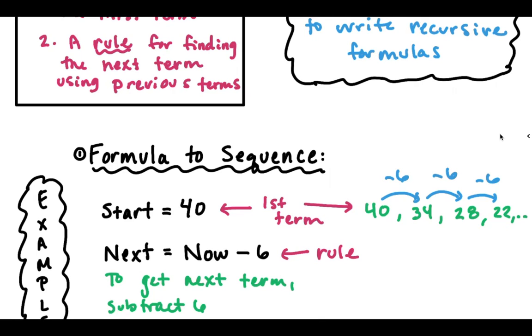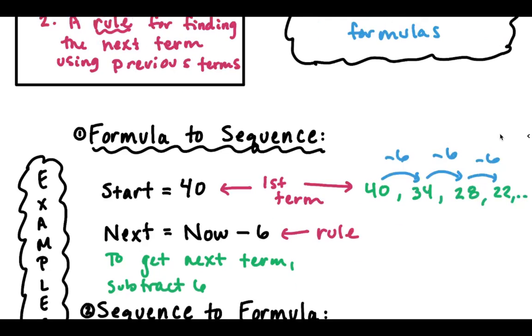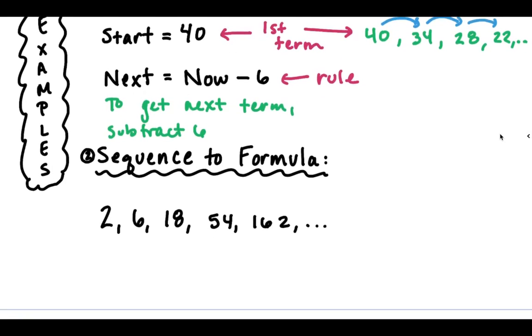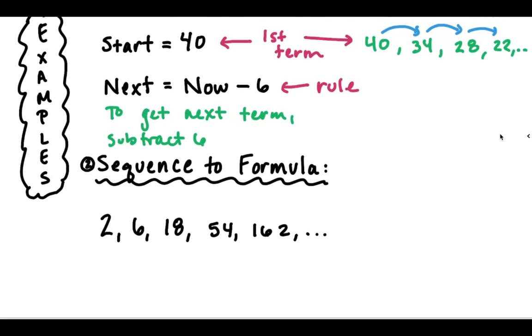Now let's try starting with the sequence and writing a formula. Okay, so let's say we start with this sequence here, 2, 6, 18, 54, 162, and we want to write a now-next recursive formula for it. So we know that the first part of our formula has to be the starting value, or the first term of the sequence. And we see right here that the first term is 2. So we just say start equals 2.